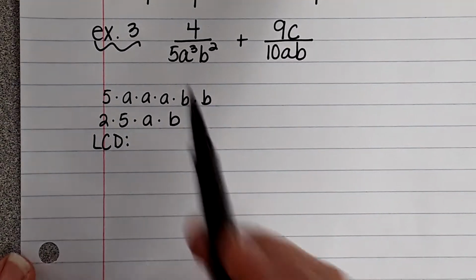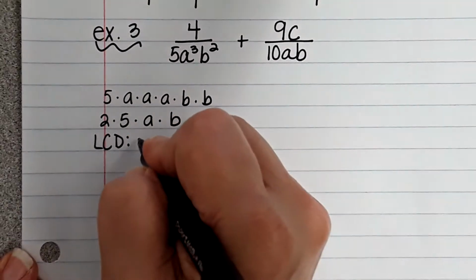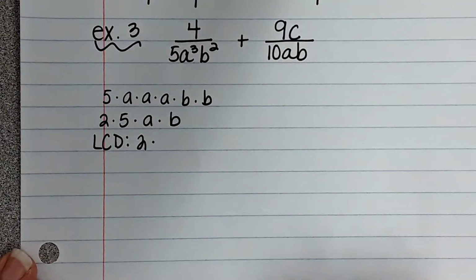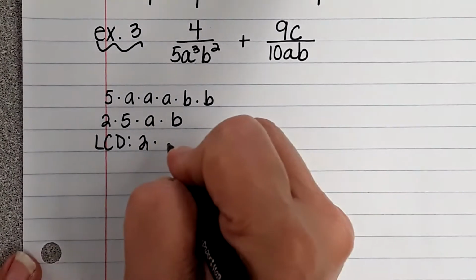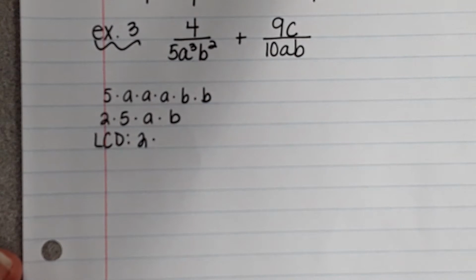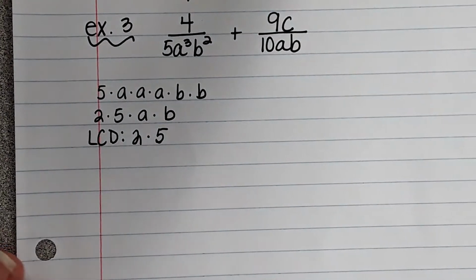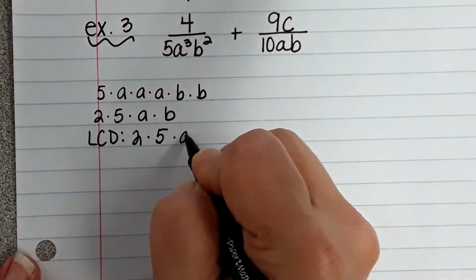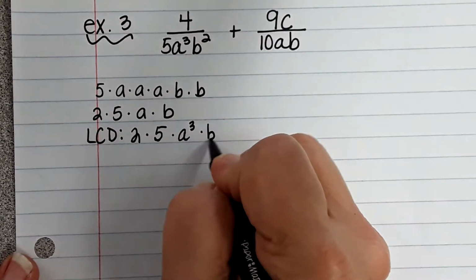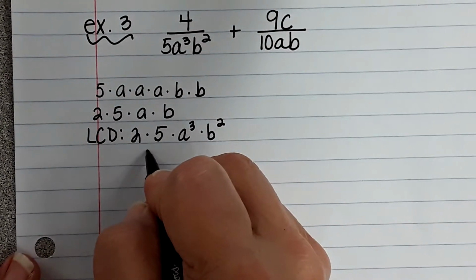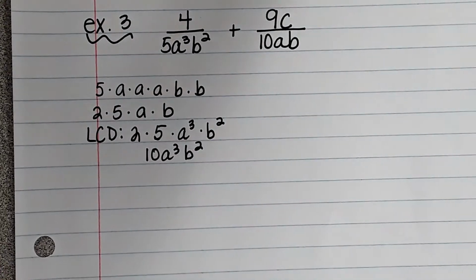Let's talk about this. So they have a 2, right? How many 2s do they have? 1. How many 5s? How many 5s do you need? What's the highest amount of 5s that you see in each one? 1. How many A's do you see? What's the highest amount of A's that you see? What is the highest amount of B's that you see? So our LCD should be 10a to the third b squared. That means that's what our denominator should be.